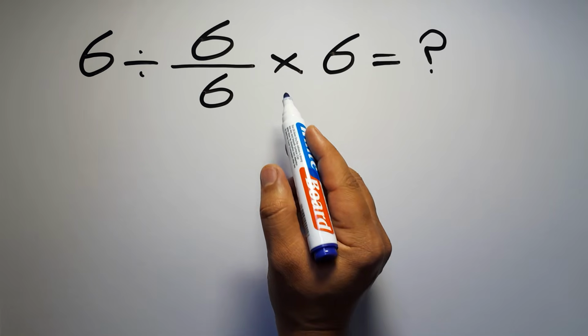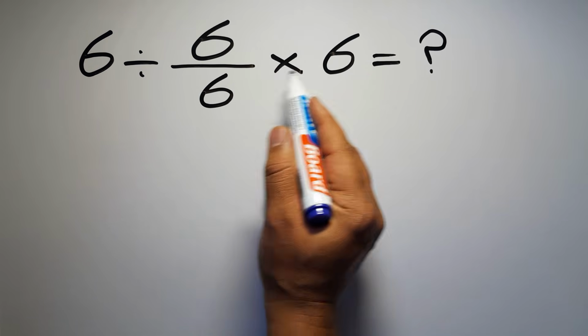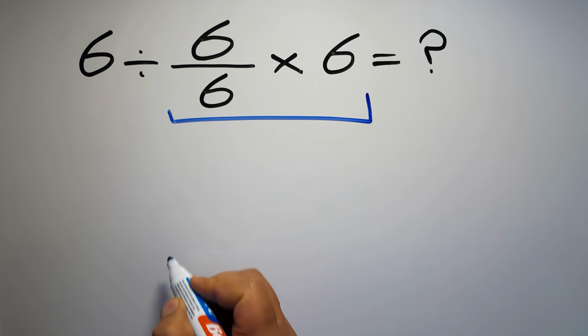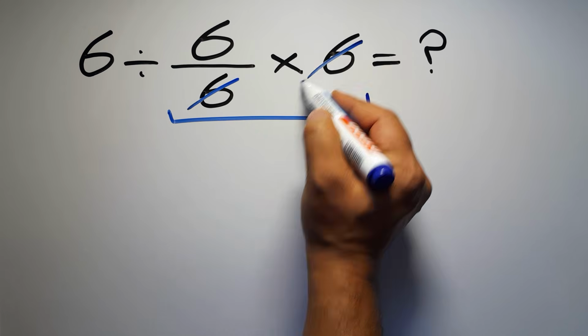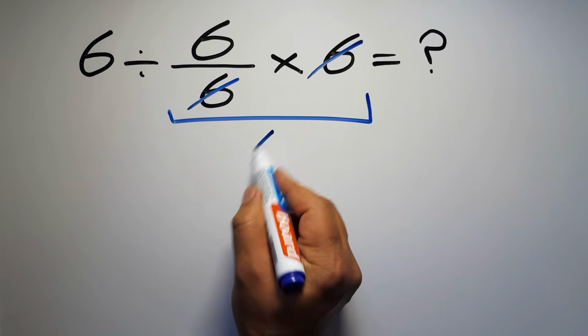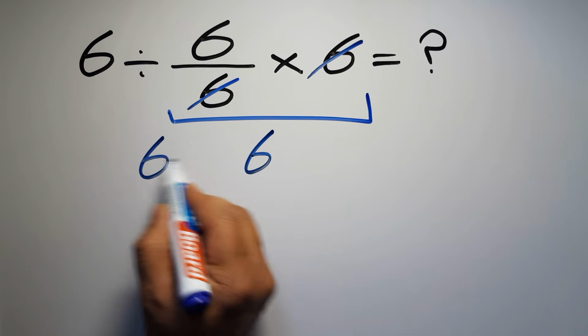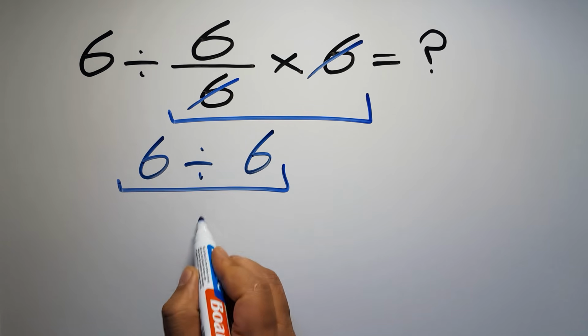First we do this multiplication. 6 over 6 times 6. We can easily cancel this 6 and this 6. So here we have just 6. And 6 divided by 6 gives us 1.